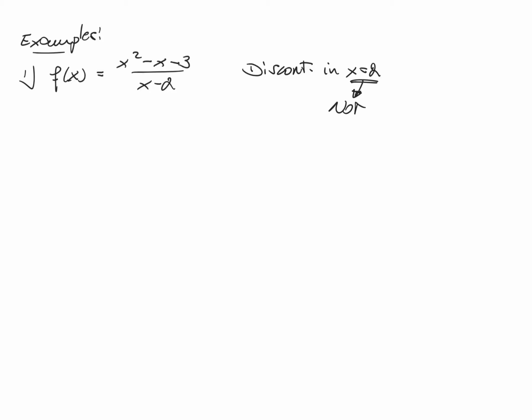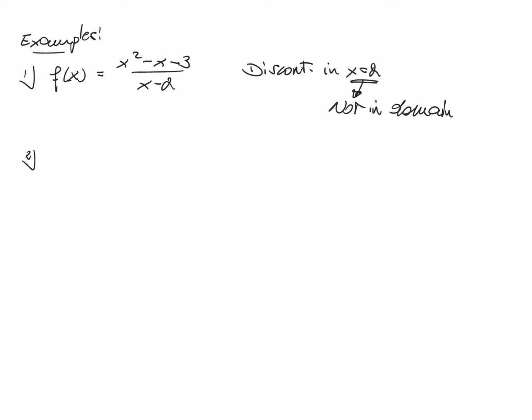First one, let's say we have the function f of x. f of x is x squared minus x minus 3 divided by x minus 2. For this one, we can very easily say that it is discontinuous at x equal to 2. Why? Because x equal to 2 is not a part of its domain. So here the function is not defined. The function is not defined for x equal to 2, and so it cannot be continuous in this point.